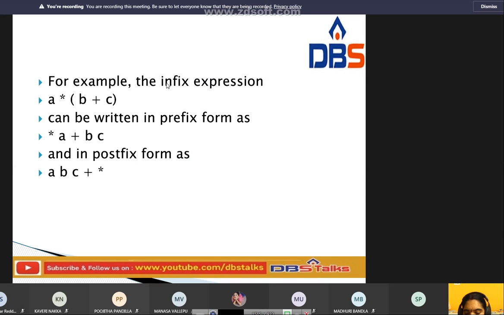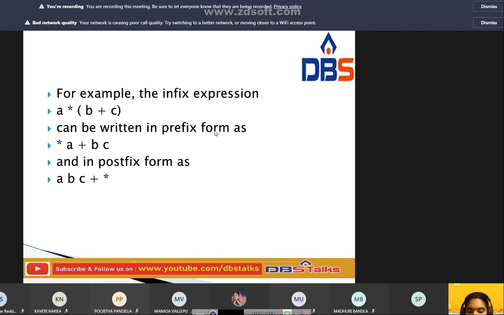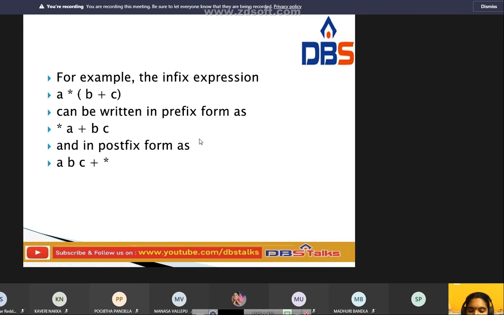Expressions in prefix and postfix forms may be written without resorting to parentheses to specify some of the sub expressions that are evaluated first.